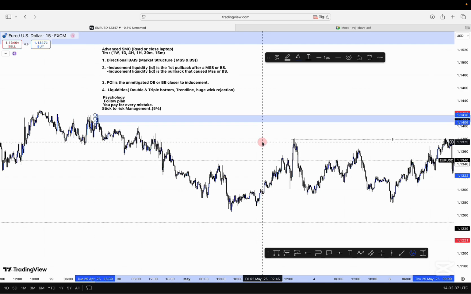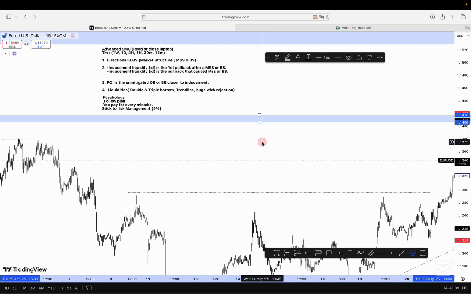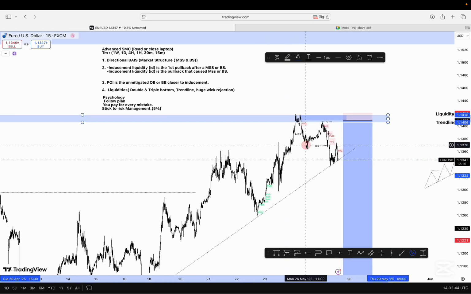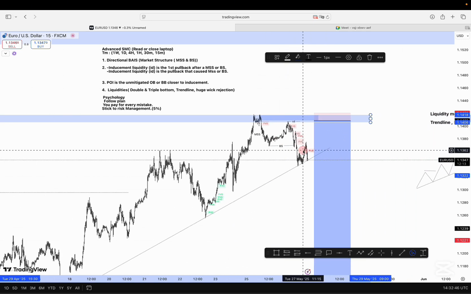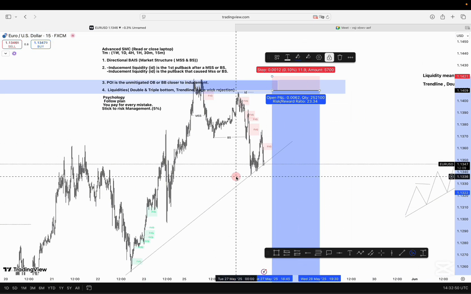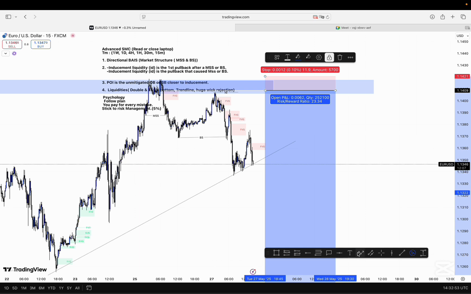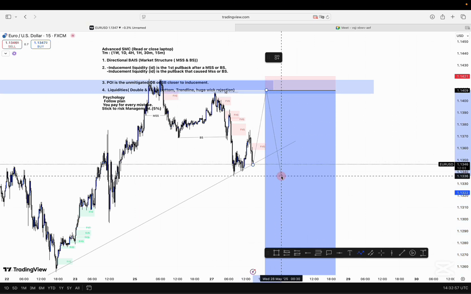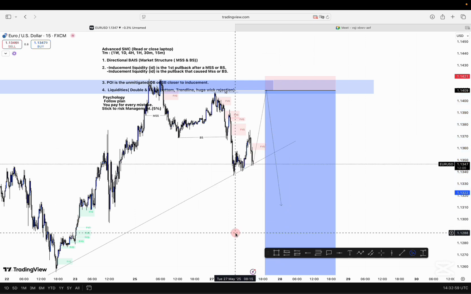Is this one? Then you identify it. So price has come back to mitigate it and it has actually respected it perfectly. So on this chart, if price is able to jump from here to here, I'll be looking forward to sell from this side.